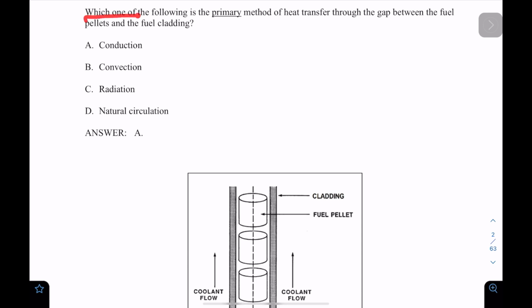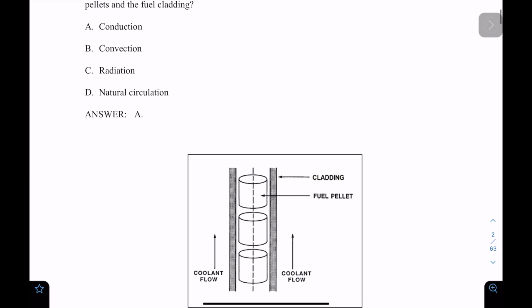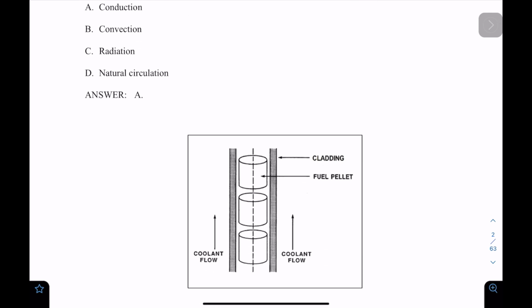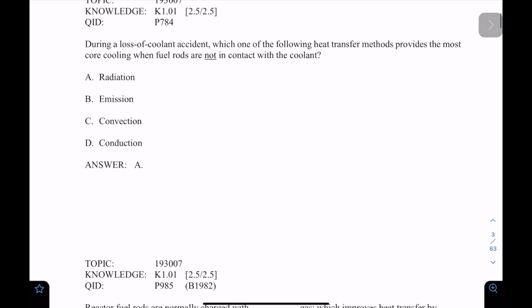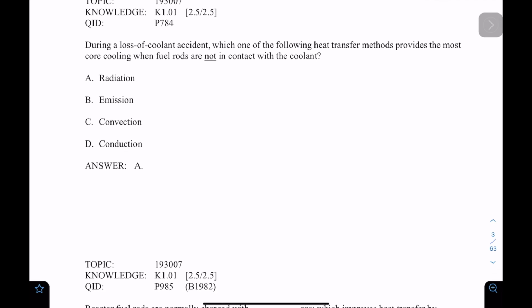The question says, which of the following is the primary method of heat transfer through the gap between the fuel pellets and the fuel cladding? We already talked about this. The molecules in here are not moving, so it is conduction, and it can be very confusing, right? We just need to remember that if the fluid is not in motion, it is what? Conduction, correct. Okay, now this next one: during a loss of coolant accident, which of the following heat transfer methods provides the most core cooling when the fuel rods are not in contact with the coolant?